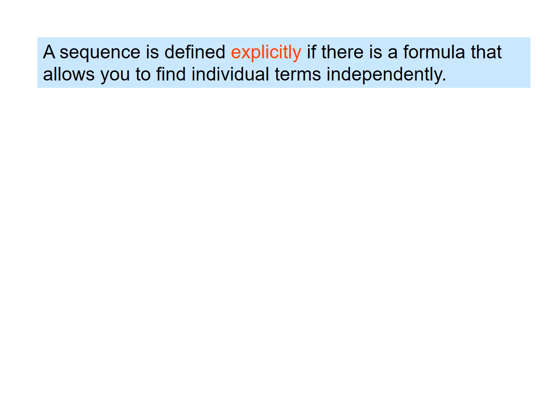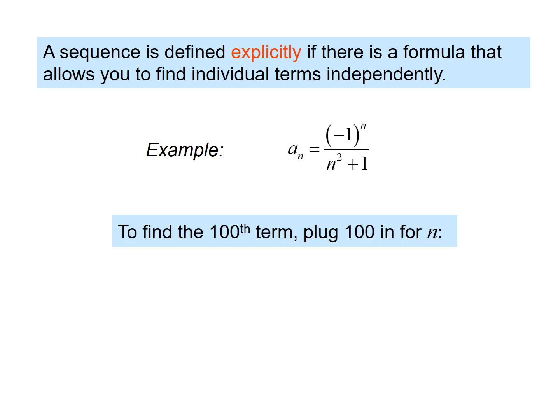We can define a sequence explicitly, which means we have a formula that allows you to find each individual term. So for example, here we could find whichever term we want. If we want the 10th term, just plug in n equals 10. If we want the 100th term, plug in n equals 100. And we can find the value of the 100th term.